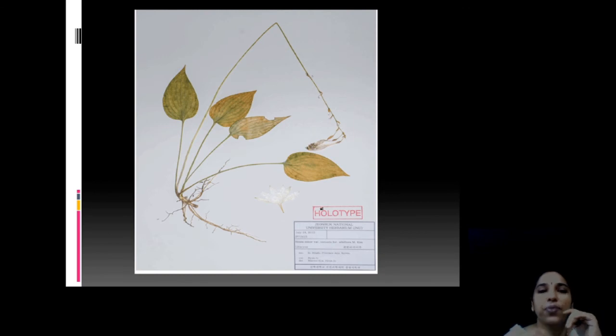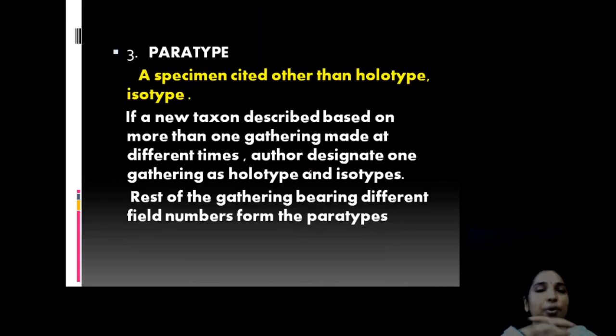Okay. Now, this is a herbarium material. This one I selected to describe the plant and give a name, and this is the holotype. I designated it as holotype. And somewhat the same, many are with me, all others are known as what? Isotype. See. Now, next is paratype.